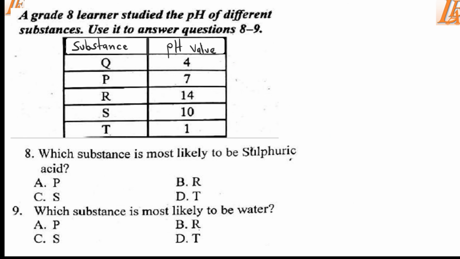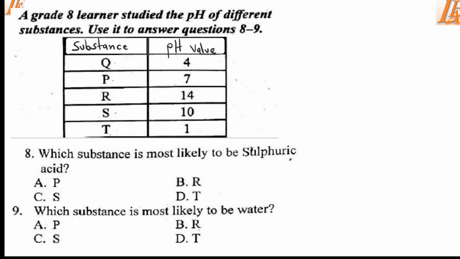Then another question. Grade 8 learners studied the pH of different substances. Use it to answer questions 8 and 9. So we have substances Q, P, R, S, and T, and then we have their pH values. A pH value indicates whether a substance is acidic or basic, and it runs from 0 to 14. So in this case, the first question is, which substance is most likely to be sulfuric acid? Then which substance is most likely to be water?